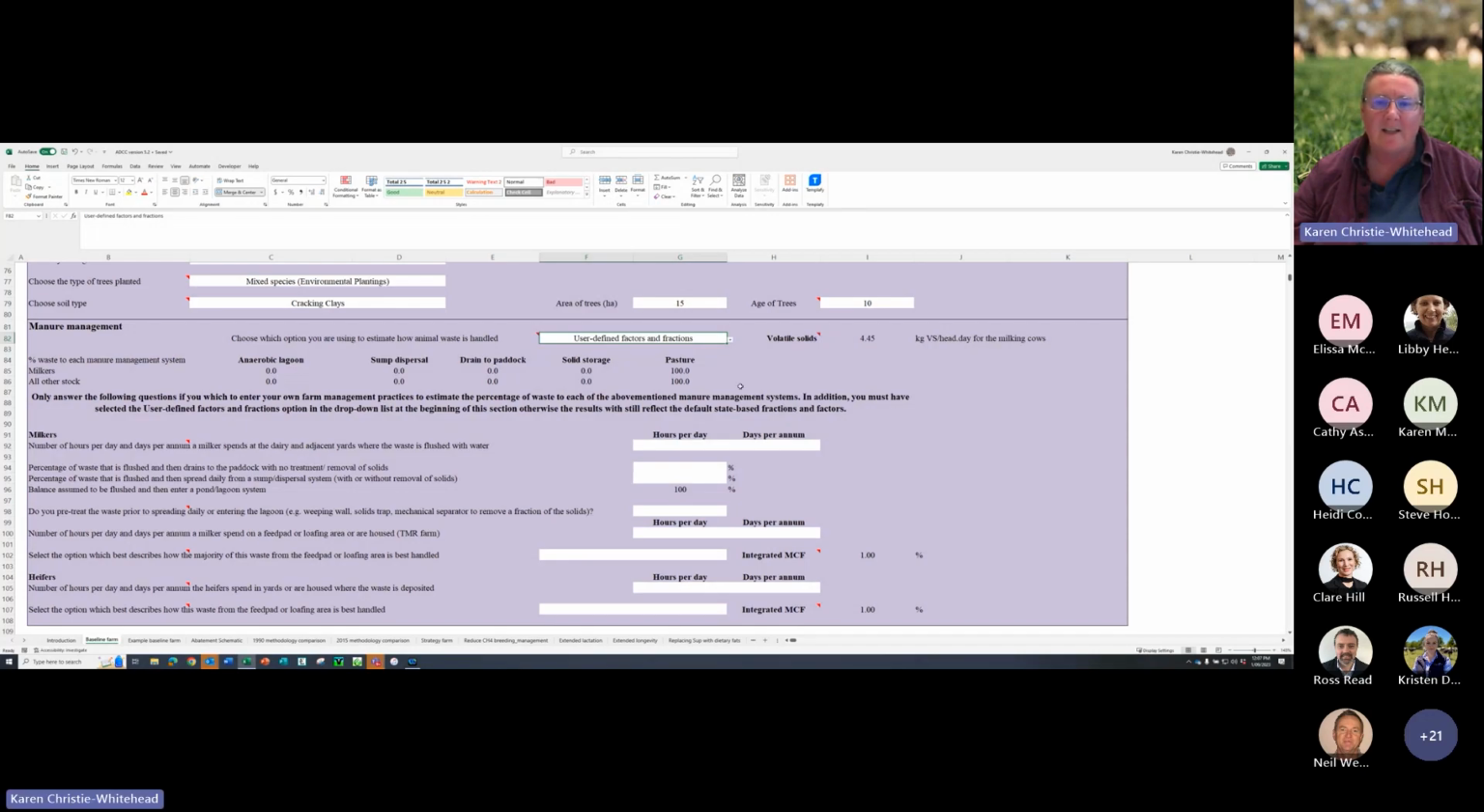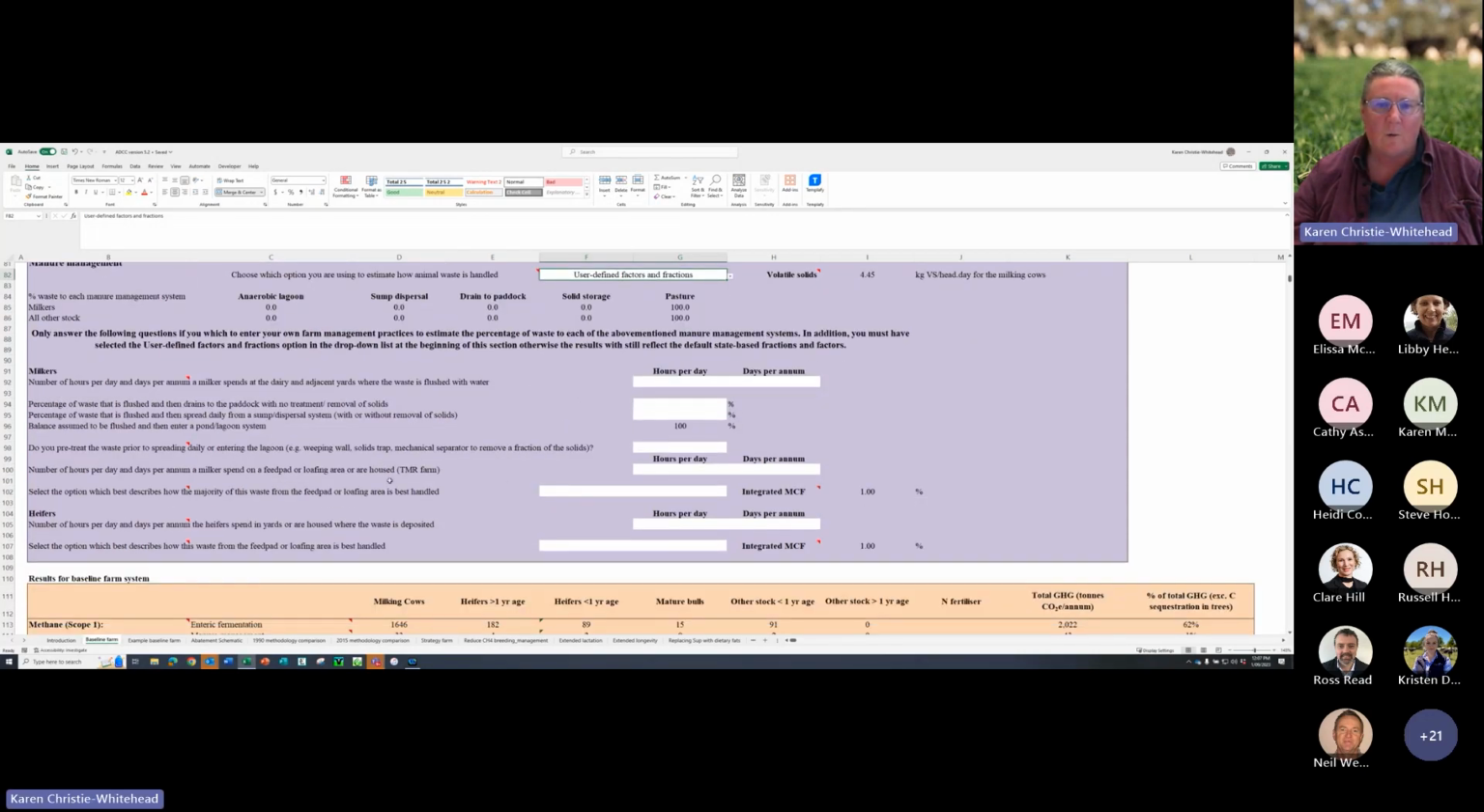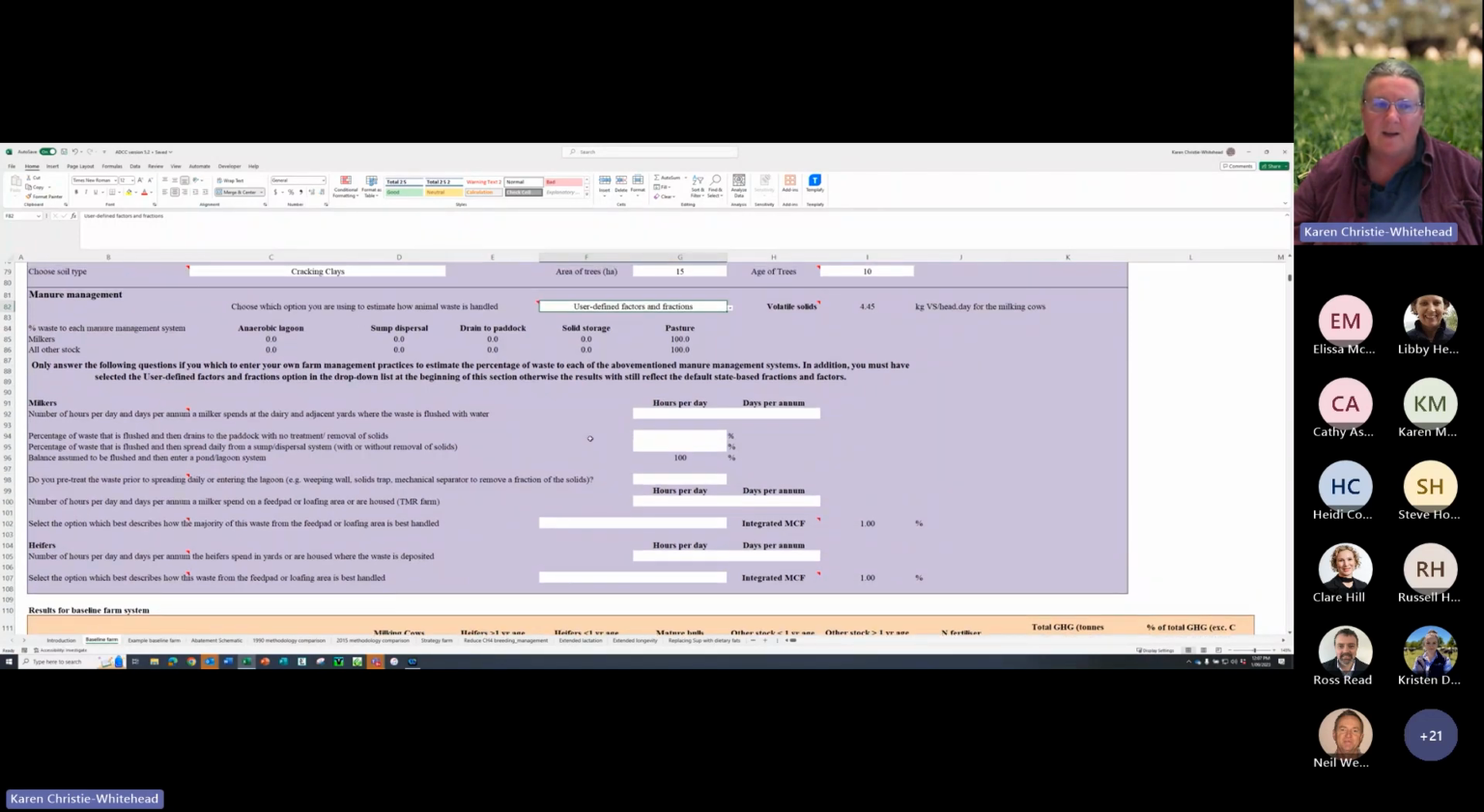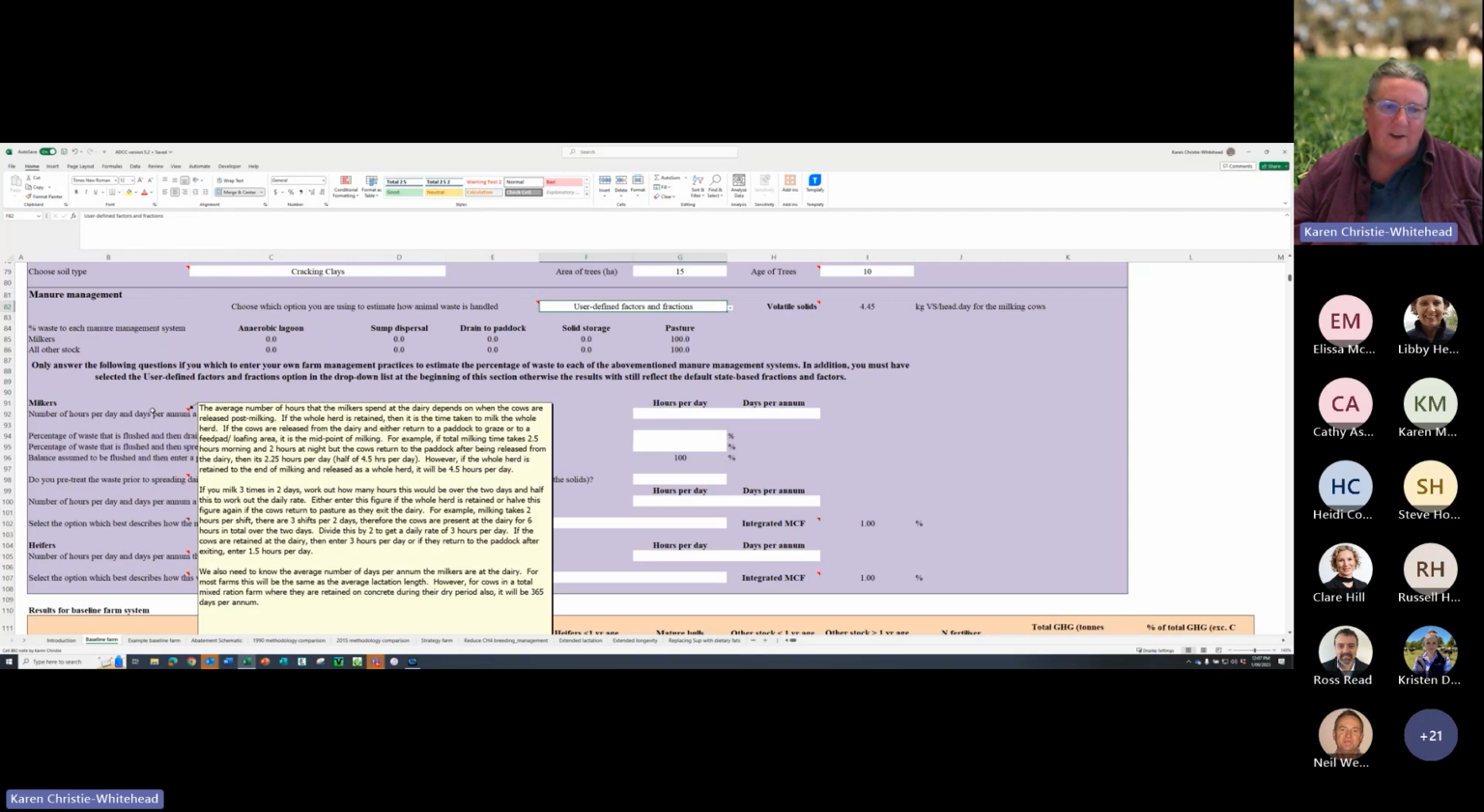And what that means is you go through and you answer all of these questions for the particular farm. Now, a farm that might actually only keep the cows off pasture for, say, 2 hours a day would benefit by using the user-defined factors and fractions, because a lot more of their manure would end up on pasture. So each of those questions, again, there's a lot of help messages around all of those.